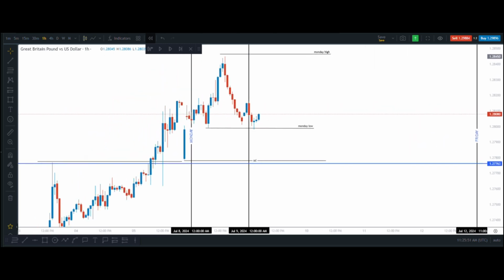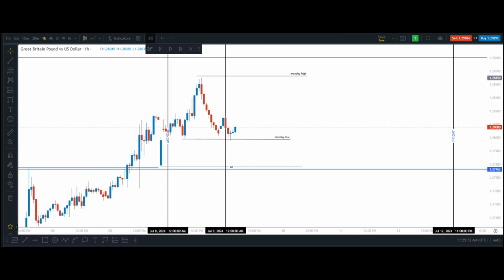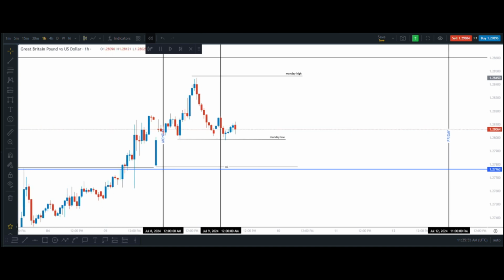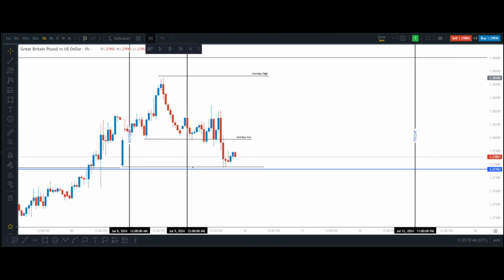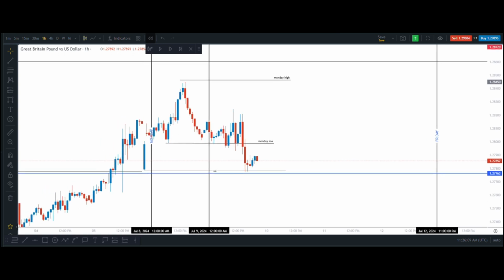So let's see what price will do. Okay, play. Price reads Monday high, Monday low, and boom, exactly what I expected. Price taps into our zone, which also took out that sell side that I talked about. So now what do we do? That's exactly the ideal place for you to place your entry.